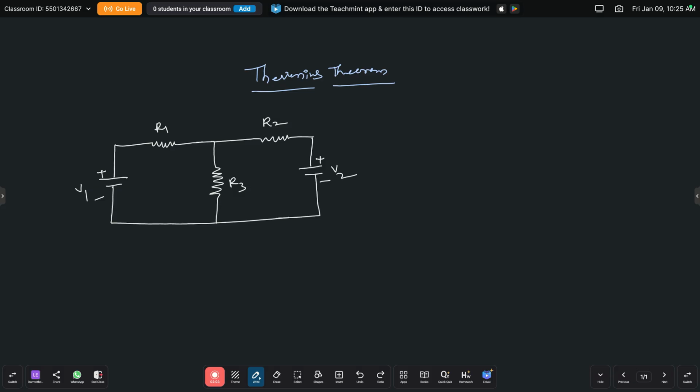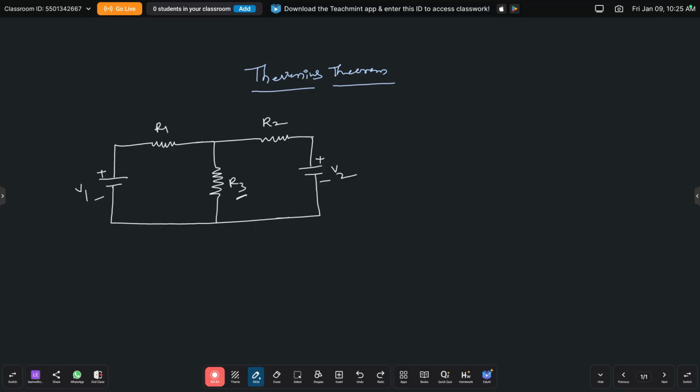Suppose we need to find the current through this particular resistance R3. Suppose they are asking to find the current through resistor R3 by using Thevenin's theorem. For this resistance R3, if we apply nodal analysis, we get one answer, and by applying mesh we also get the same answer. By applying the superposition theorem we get the same answer, by applying Thevenin's theorem we get the same answer, and by applying Norton's theorem we also get the same answer.